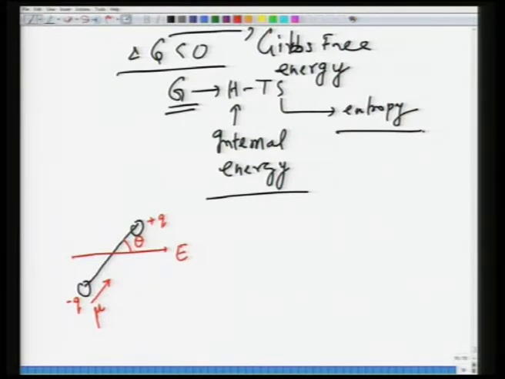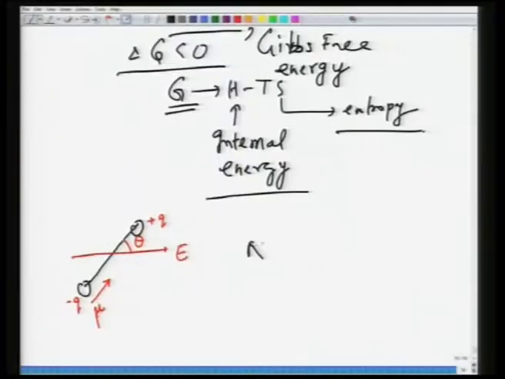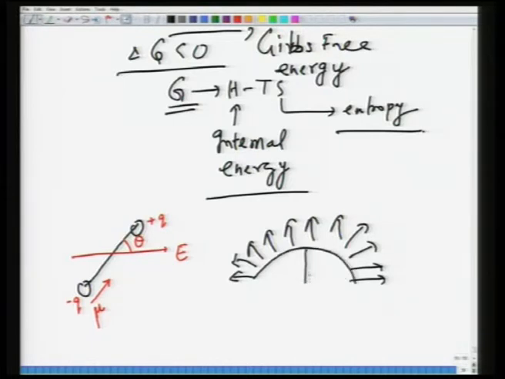Theta will vary from minus 90 to plus 90, since you have dipoles going all the way from, let us say this is theta. So theta goes from plus 90 degrees to minus 90 degrees, or plus pi by 2 to minus pi by 2, or minus pi by 2 to plus pi by 2.